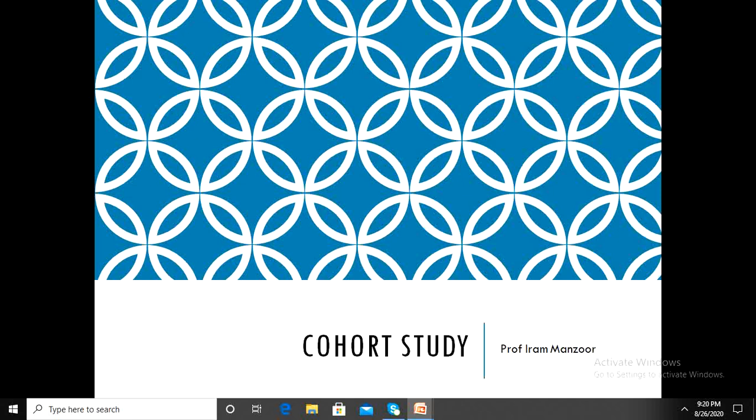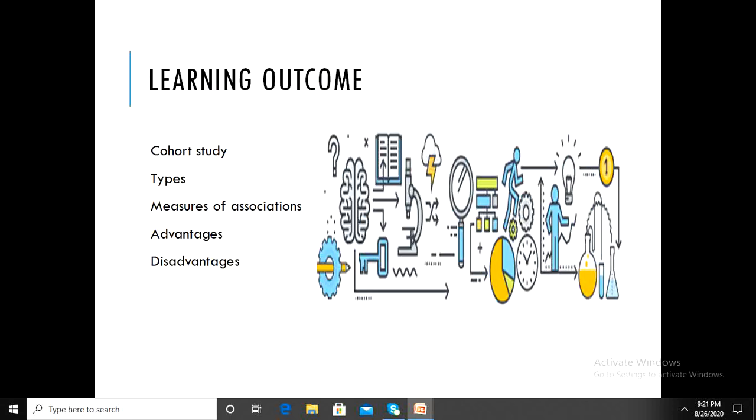Let me re-emphasize that cohort studies are known as superior studies from the rest of the other studies because in cohort studies, incidence is calculated, the new cases are generated in front of the eyes of the researcher, and on the basis of incidence rates, the researcher can calculate the relative risk and then accept or reject the null hypothesis in the final terms. So today we will be discussing cohort study design.